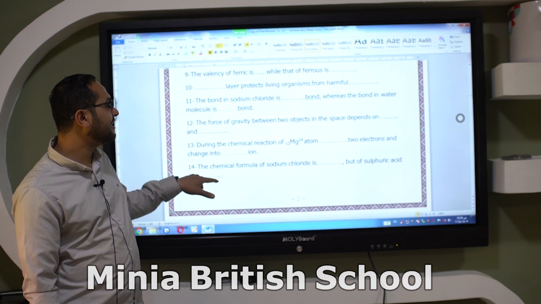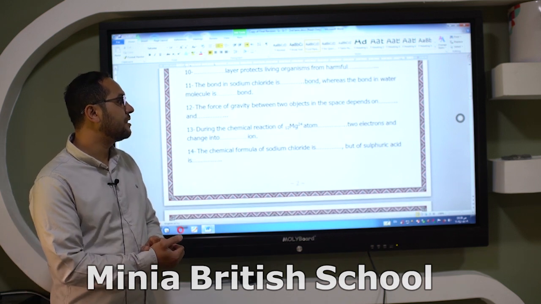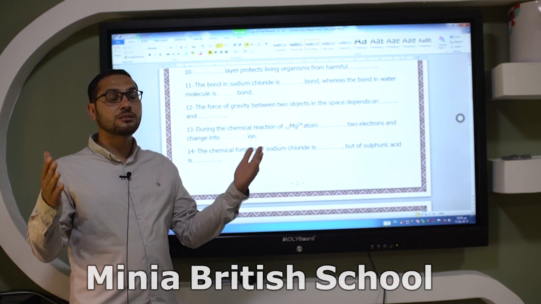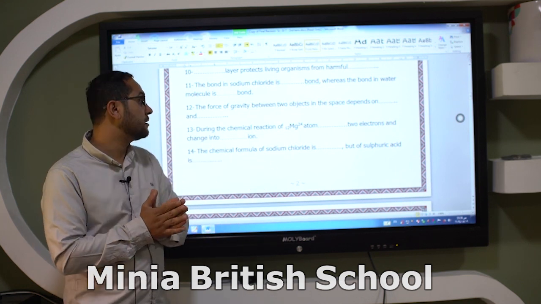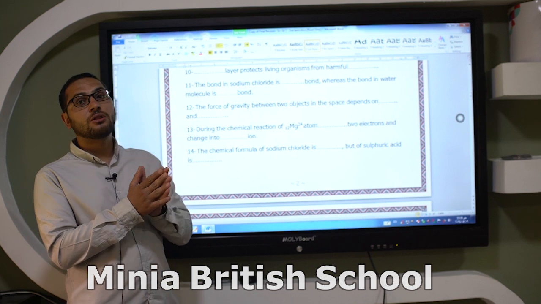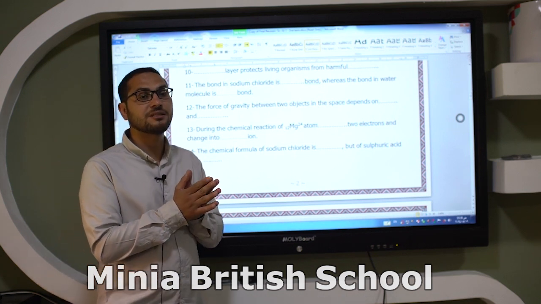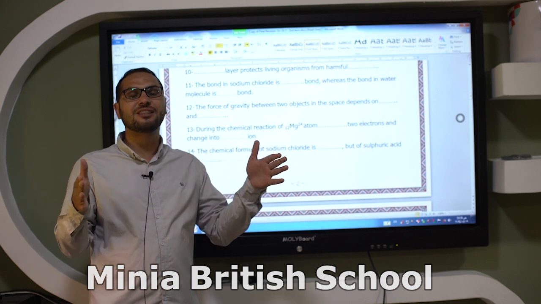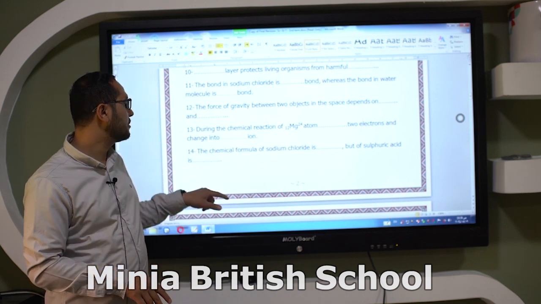The force of gravity between 2 objects in space depends on the mass. When the mass increases, the gravity increases. It also depends on the distance, and this is inversely proportional. When the distance between 2 objects increases, the gravity will decrease.